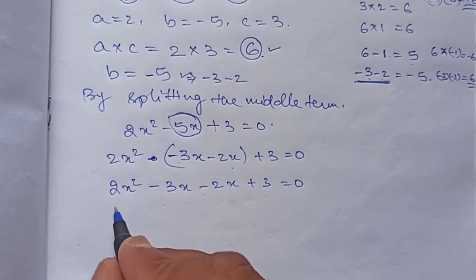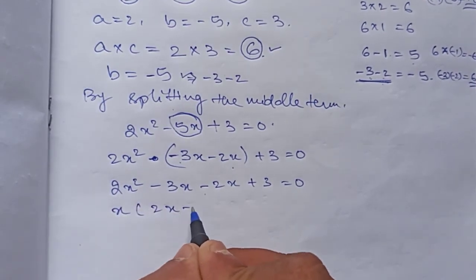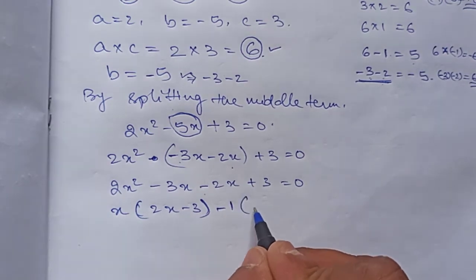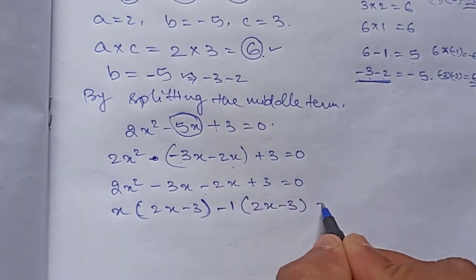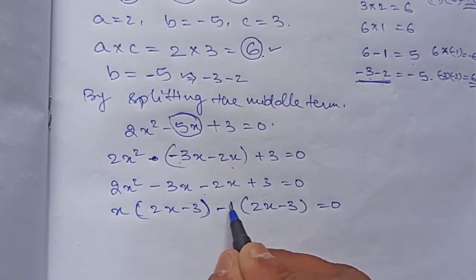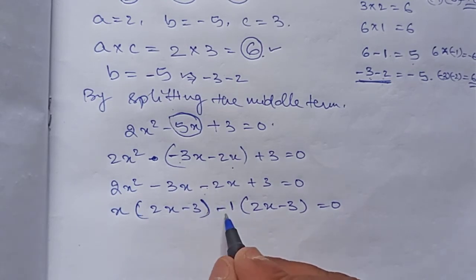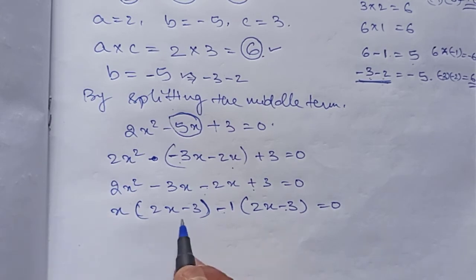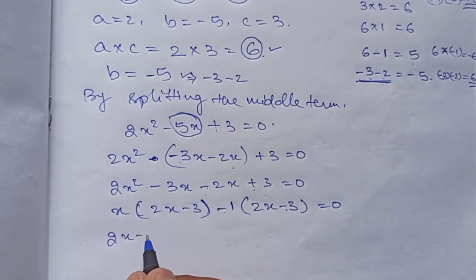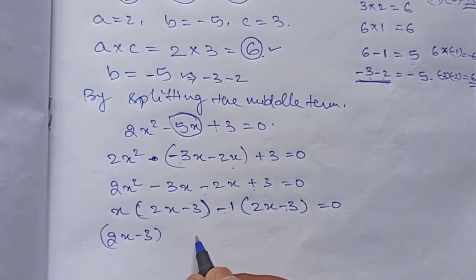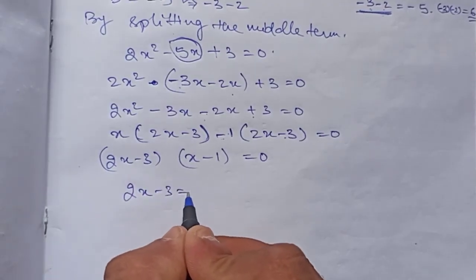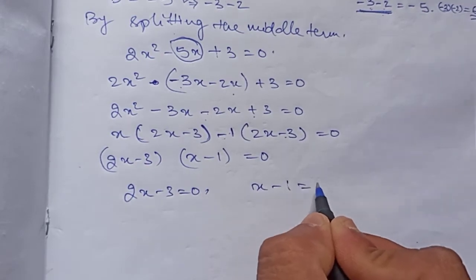Now take out x common: 2x minus 3 we will get, and from the other two terms you take out minus 1, you will get 2x minus 3 inside the bracket. Because minus 1 into 2x is minus 2x, and minus 1 into minus 3 is plus 3, so we get the same term. Between these two write any one, 2x minus 3, and write these two together, x minus 1, equals 0. So 2x minus 3 equals 0 and x minus 1 equals 0.